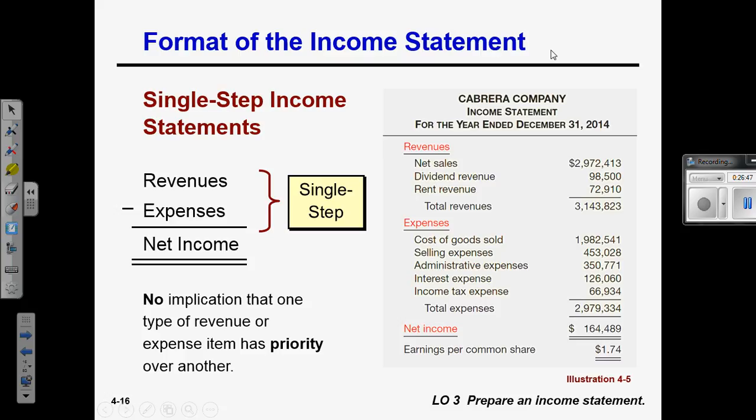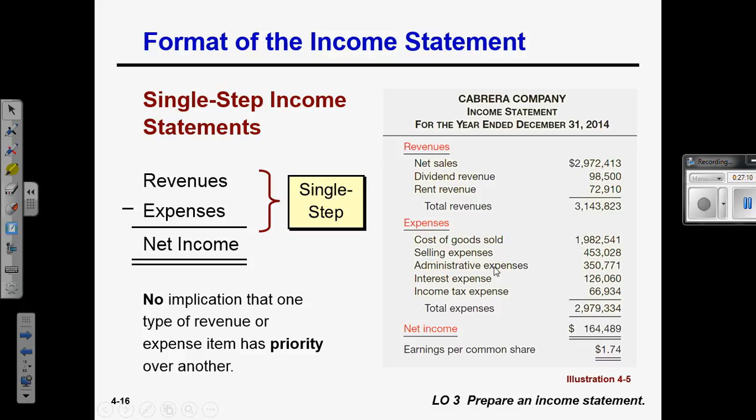Okay, now this is a single step, so this is something different. On the single step, this is typically for service industry. Usually you wouldn't have cost of goods sold. You could do a single step for a manufacturer or a merchandising firm, retail or wholesale, but usually you wouldn't. Usually you'd want to show the gross profit. You show sales less cost of goods sold. You could do it this way if you want.